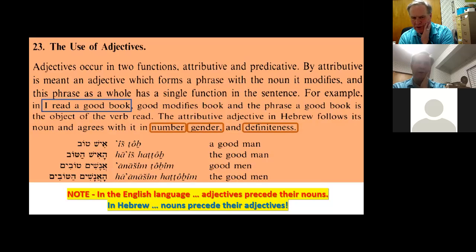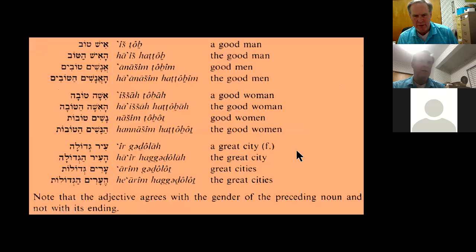So they agree in the number and in the gender. Okay, so if you have anashim, that's men, and tovim is the plural. So anashim tovim is just good men. But if it's the good men, you have to have ha here, the definite article, ha-anashim, but you have to have a ha over there, ha-tovim. So ha-anashim ha-tovim is the good men. So it's like the men, the good, means the good men. We good with that? Hopefully, yes. Okay, so here we go through several of these. So ish tov is a good man.